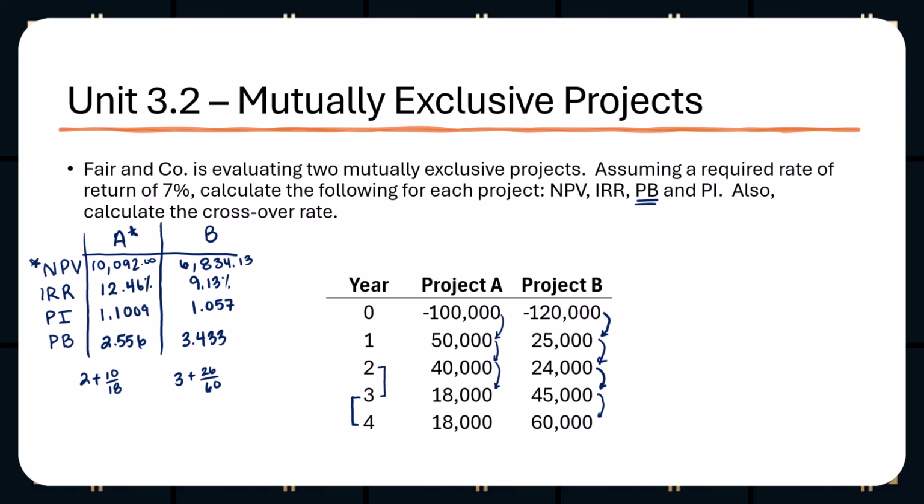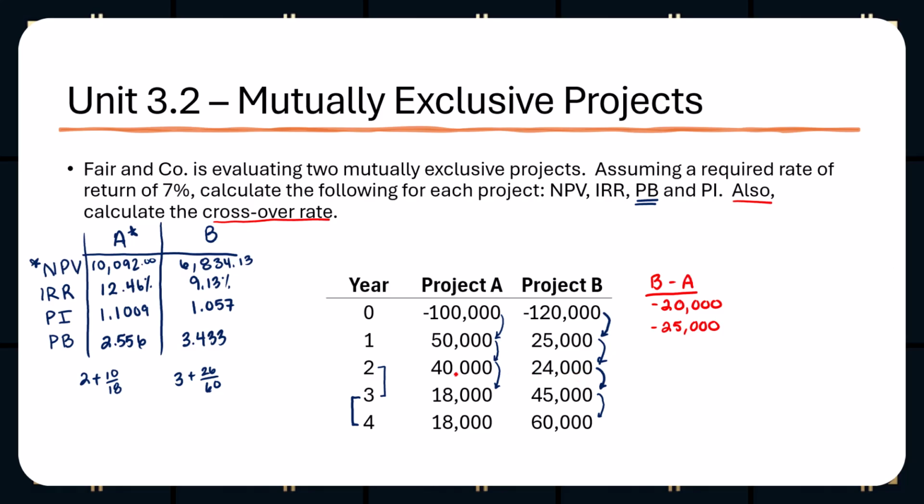The last part of this problem asks us to find the crossover rate for these two mutually exclusive projects. What I'm going to do is take the difference between the cash flows for project B and the cash flows for project A. But honestly, you could do A minus B and you would still get the same answer. So if we take 120,000, we subtract off 100,000, we're left with a negative 20,000. If we take 25,000 minus 50,000, we get another negative $25,000.